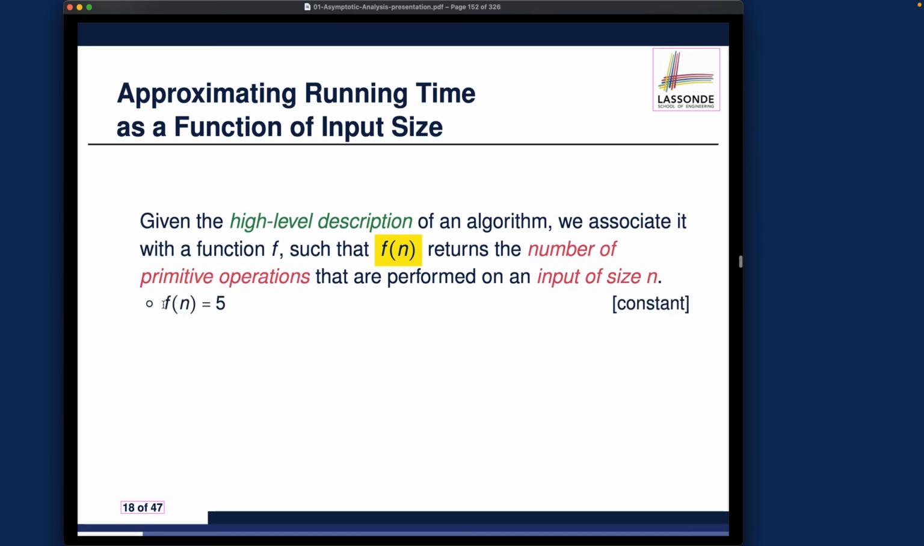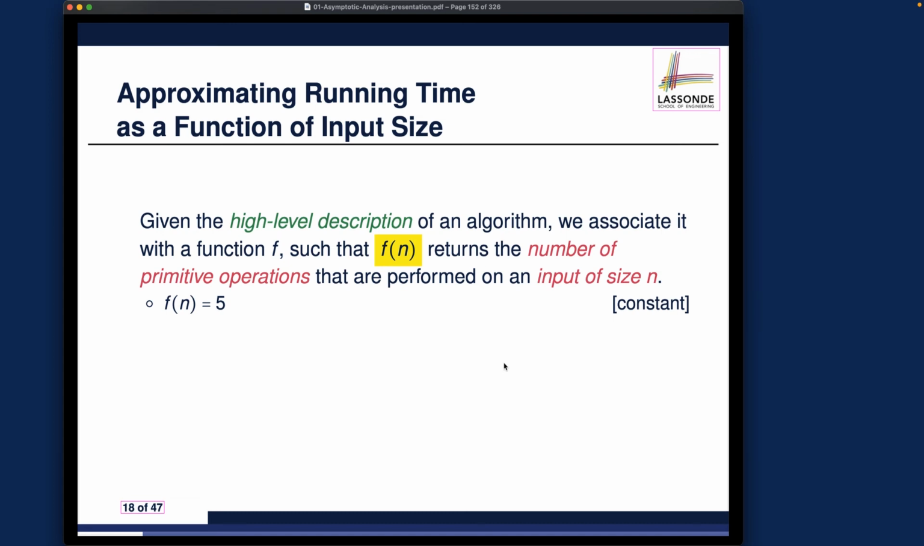For example, you might have an algorithm that has a running time function that goes like this. If the input is of size n, in that case, it always requires 5 primitive operations for the algorithm to run and complete. If you've got this kind of algorithm, it's very efficient. It's a so-called constant time algorithm.